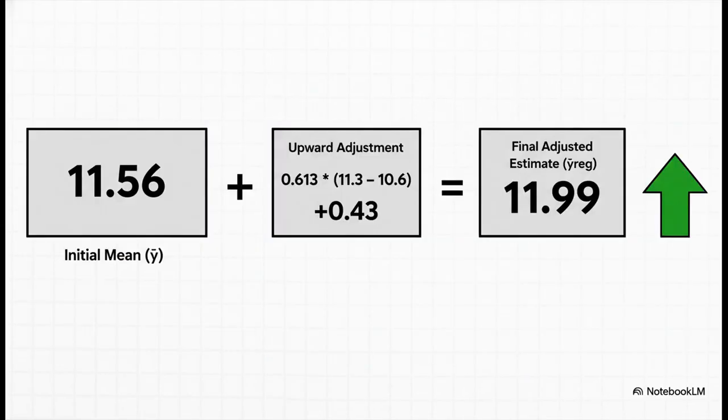Now we just plug it all into the formula. We start with our simple mean, 11.56. We add our estimated slope, which works out to be 0.613, and we multiply that by the error term, the true mean, 11.3, minus our sample mean, 10.6. That difference is a positive 0.7. And see what happens? Because our sample's photo count was a little low, and we know the two counts are positively related, our estimator does exactly what it's supposed to do. It adjusts our final estimate upwards from 11.56 to a more accurate 11.99 dead trees per plot.